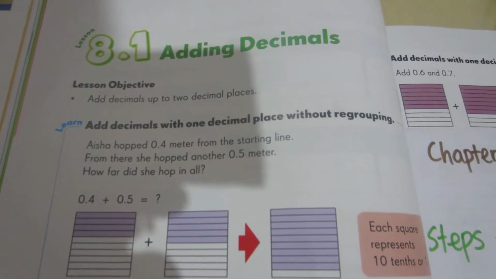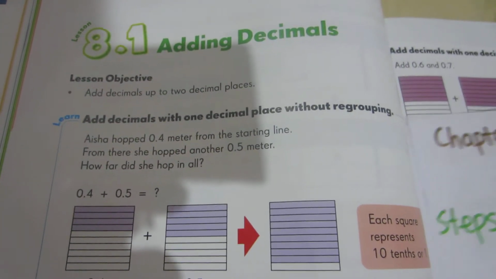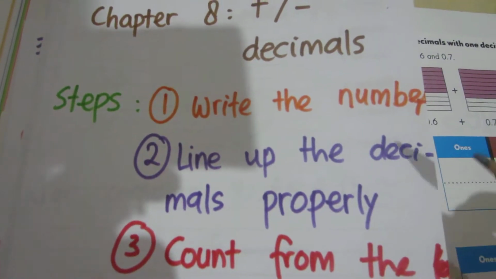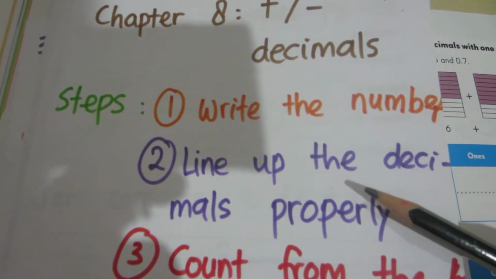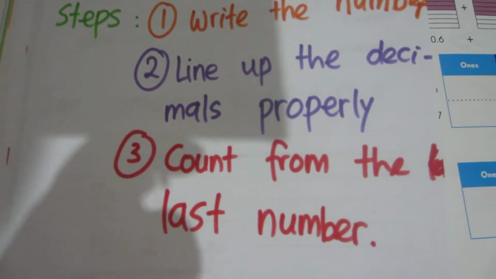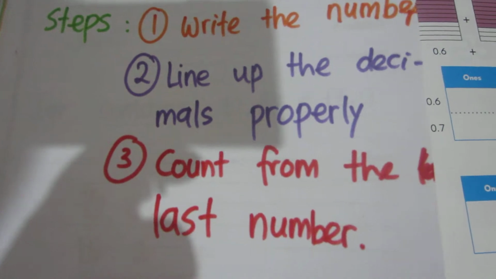We are going to learn how to subtract and add up decimals. There are 3 steps that you need to remember. Number 1 is to write the numbers and line up the decimals properly and then count from the last number. That means from the decimals.